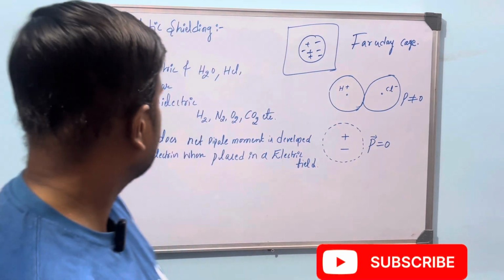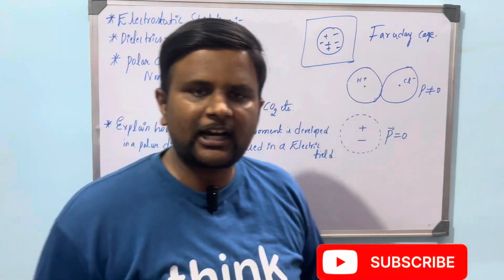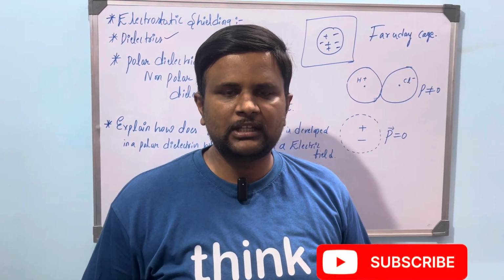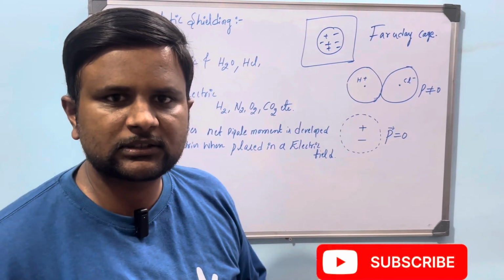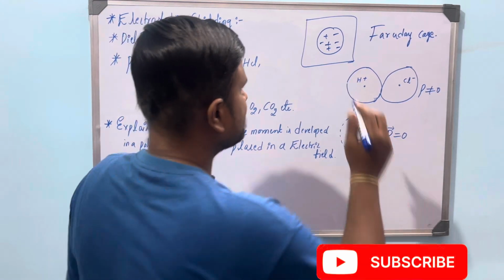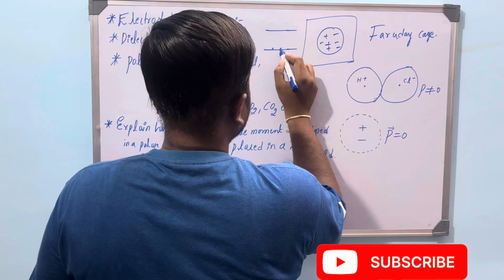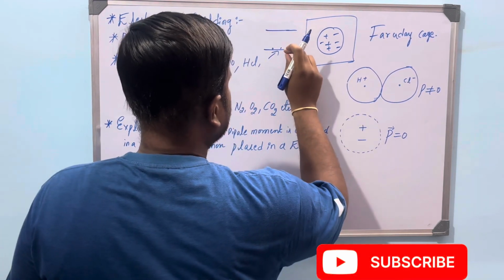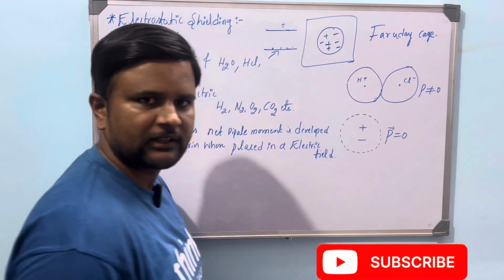Now the next concept is dielectrics. Conductors contain charges, right? Why do conductors conduct electricity? Conductors, insulators and semiconductors all have a valence band and a conduction band. If we give energy, electrons move from the lower energy state to the higher energy state. That's why conductors conduct electricity.